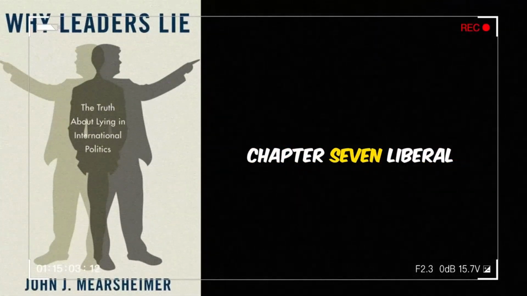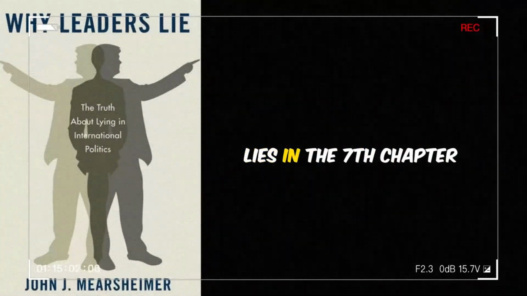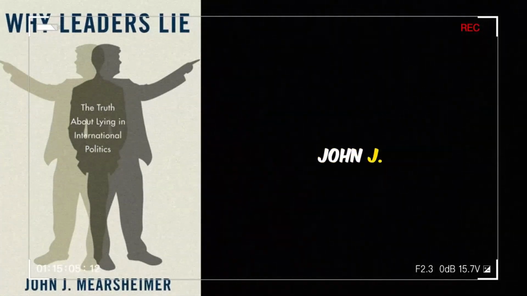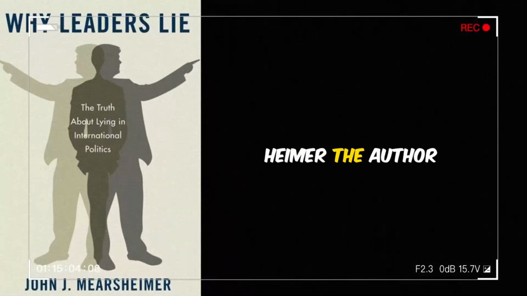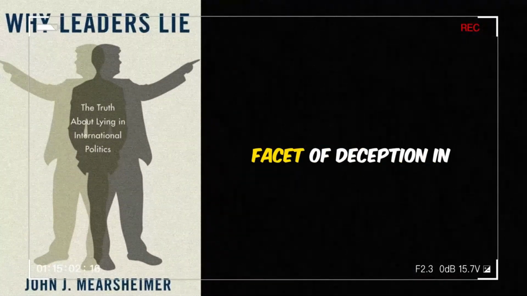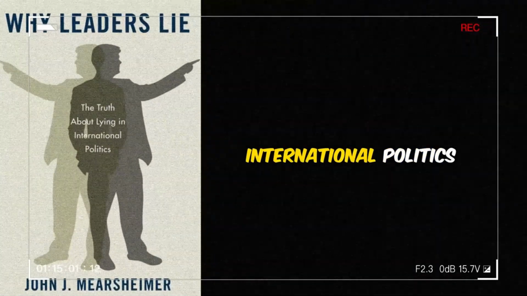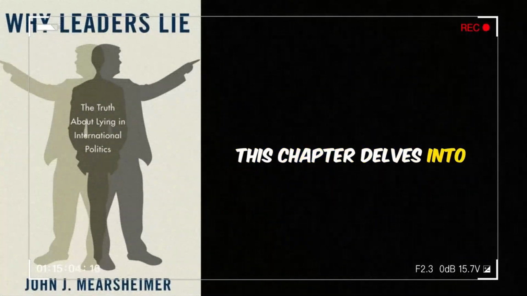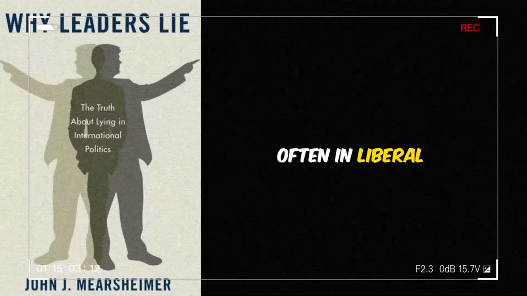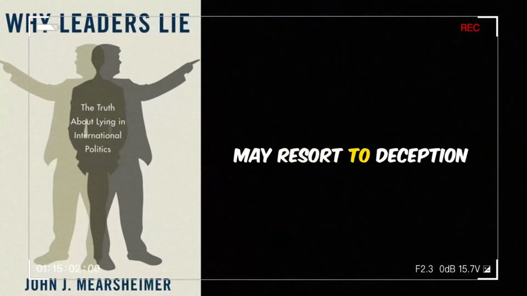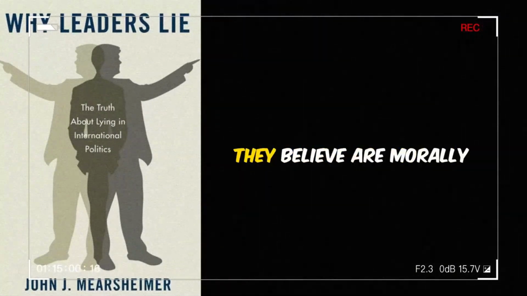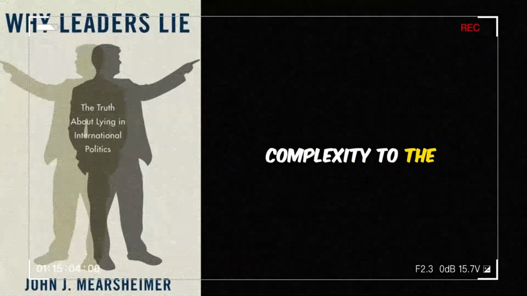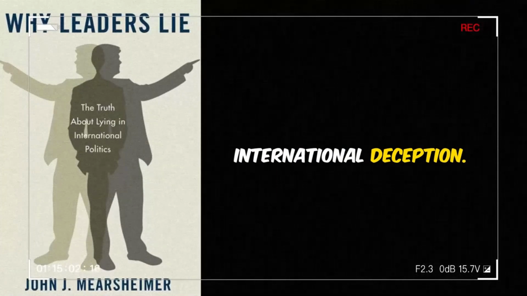Chapter 7: Liberal Lies. In the 7th chapter of Why Leaders Lie by John Mearsheimer, the author explores a distinctive facet of deception in international politics known as liberal lies. This chapter delves into how leaders, often in liberal democracies, may resort to deception while pursuing policies they believe are morally justified, adding a layer of complexity to the landscape of international deception.